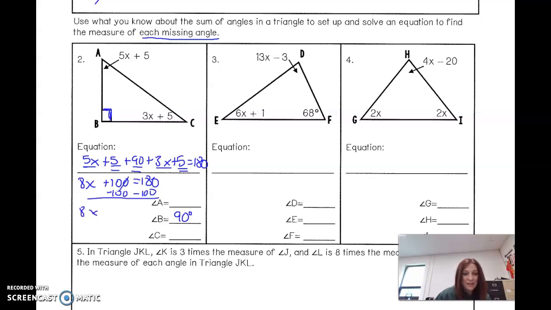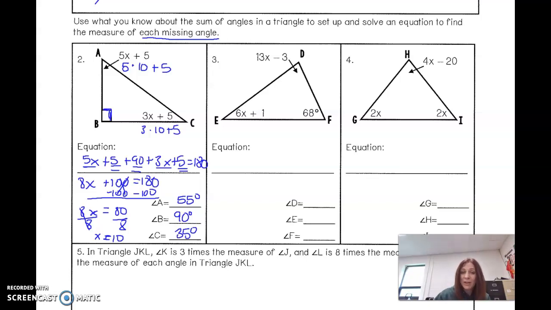I'm left with 8x equals 80. Divide by 8, divide by 8. X equals 10. Great, but it's not asking what x is. It's what A and C are. We can figure that out though, because A is 5 times whatever x is plus 5. 5 times 10 is 50, plus 5 is 55. Angle C is 3 times whatever x is plus 5. That's 3 times 10 is 30. 30 plus 5 is 35 degrees.